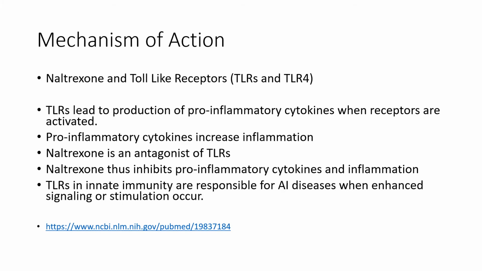Yet another mechanism of action of naltrexone is its interaction with toll-like receptors, or TLRs, and the subtype TLR4. TLRs lead to the production of pro-inflammatory cytokines when the receptors are activated. Pro-inflammatory cytokines increase inflammation. Again, in the short term, that's not bad, but in the long term, that's detrimental. Naltrexone is an antagonist of TLRs, and thus naltrexone inhibits the pro-inflammatory cytokines and inflammation.